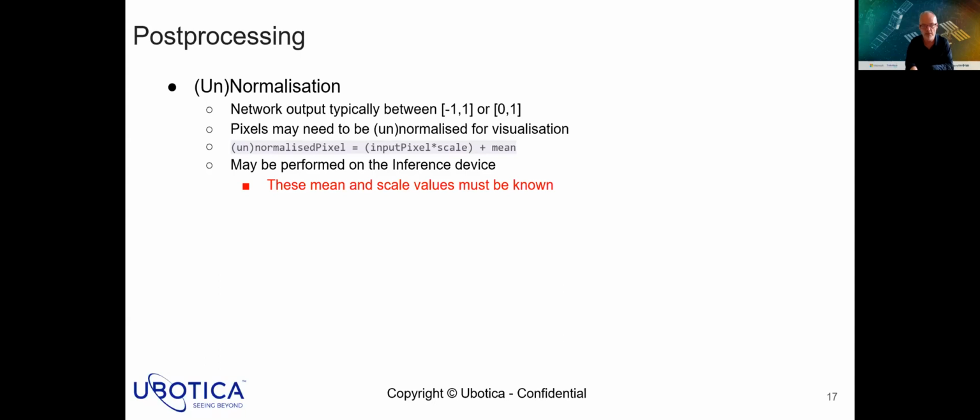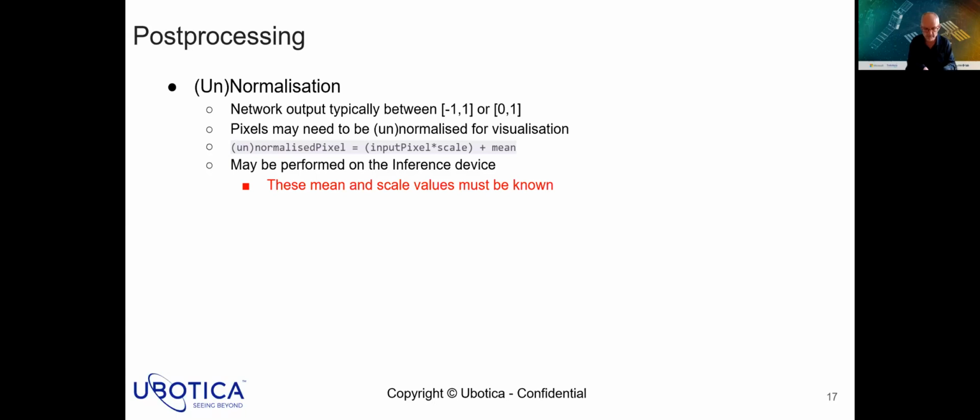there may be a requirement to actually reverse, if you like, the normalization process, to go back from the scaling between -1 and +1 to actually going to pixel values in the range 0 to 65535 or whatever, and this can actually be done on the AI processor itself. But again, the actual parameters for this unnormalizing, if you like, need to be known and specified so that we can do that on the processor itself.